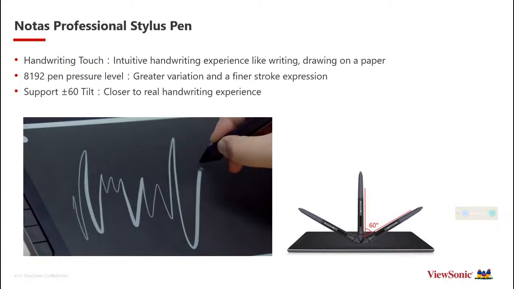And as I said, for the handwriting touch, it has an intuitive writing experience, like on paper. With 8,000 pressure levels, you will get finer strokes and greater variation, from a thinner stroke to a thicker stroke. And it supports a 60-degree tilt angle. What this means is that when you're holding the pen at a 45 or 35 degree tilt, some digitizer pens will not be able to capture the writing properly. With this Notas pen, you can easily have a great writing experience like on normal paper.